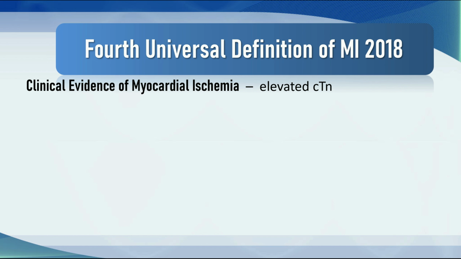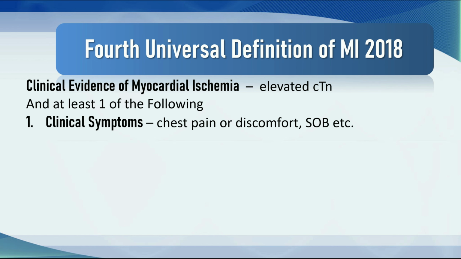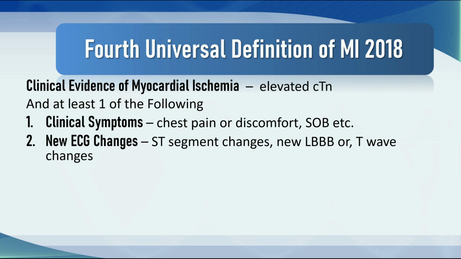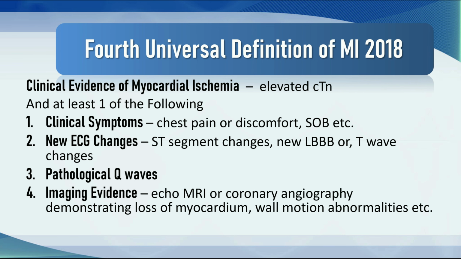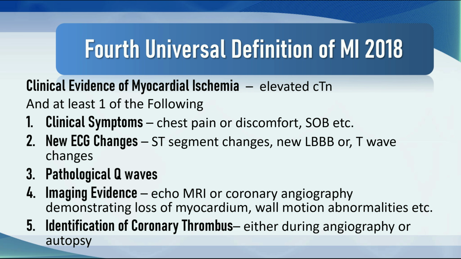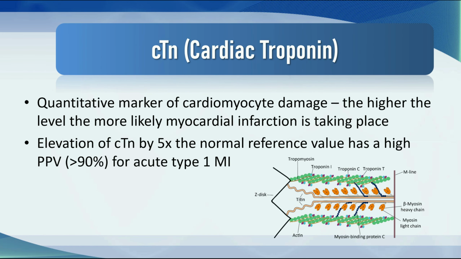There should be at least one of the following: clinical symptoms, chest pain, discomfort, or shortness of breath; new ECG changes, ST segment changes, a new left bundle branch block or T-wave changes, pathological Q waves; imaging evidence such as echocardiography, MRI, or coronary angiography, demonstrating loss of myocardium or wall motion abnormalities; and identification of the coronary thrombus either during angiography or, God forbid, during autopsy.